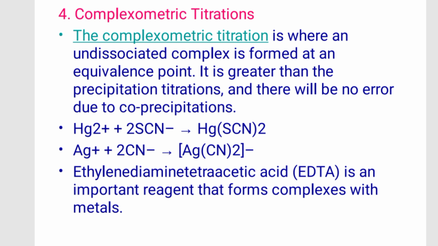Complexometric titration is where an undissociated complex is formed at an equivalence point. It is better than precipitation titration, and there will be no error due to co-precipitation. Here I will show some examples. Hg2+ plus 2SCN- is equal to Hg(SCN)2, and Ag+ plus 2CN- is equal to Ag(CN)2-.